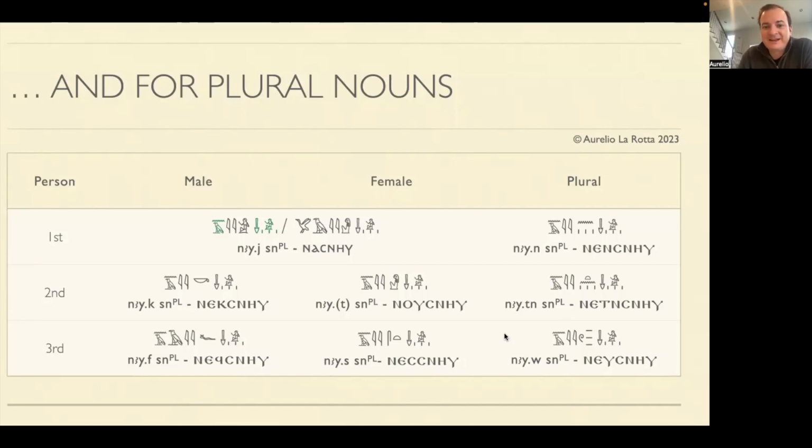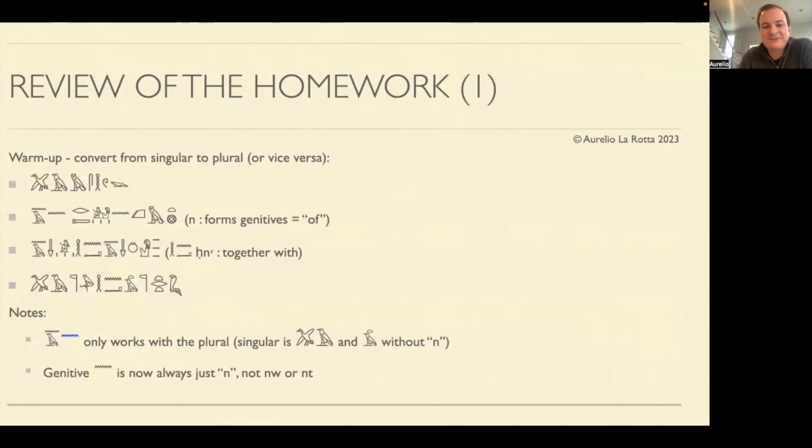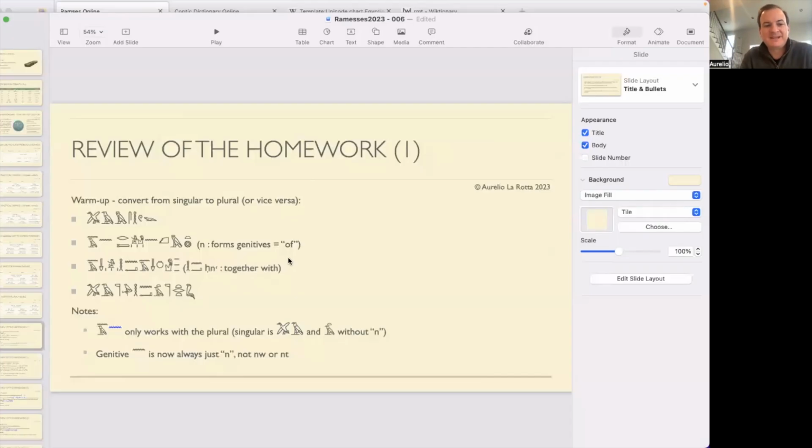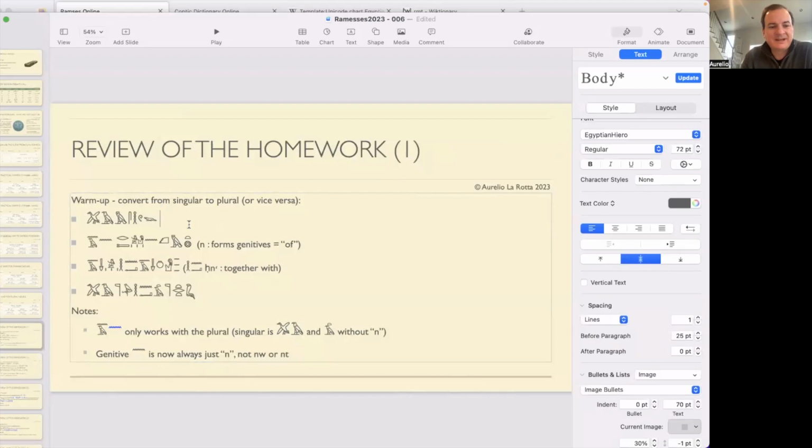Cool. Well, with that being said, let's go through the homework real quick, if you guys agree. I think the easiest way to do this would be, as usual, one person, one sentence, and we'll just do it in transcription. The first exercise was a warm-up: identify if it's singular or plural, and then convert it into the plural if it's singular, or into the singular if it was plural. So, who wants the first one?